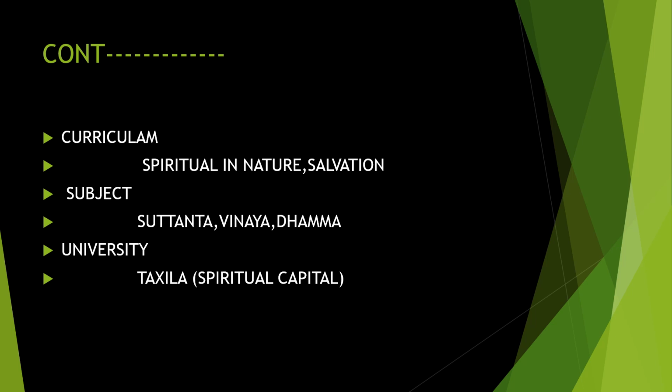And what is the curriculum system for them? It is spiritual in nature, aimed at salvation. They believe that after death, the soul gets salvation. So spiritual nature is there in the Buddhist education. Then the subjects are Sutanta, Vinaya, and Dhamma. These are the main subjects taught in the Buddhist era. And the main university at that time is Takshila. It is known as the spiritual capital during the Buddhist era. Okay, these are the things you must know about the Buddhist era.